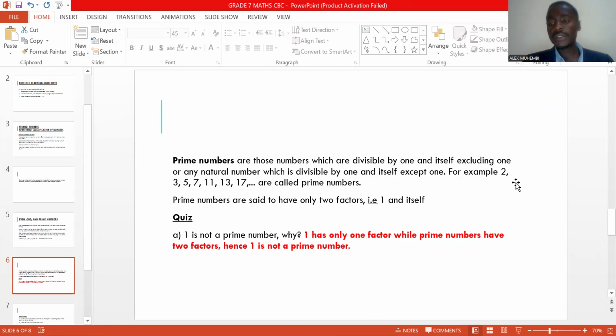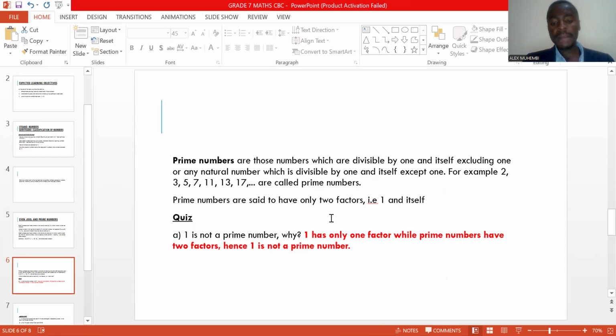So there is a good reason for that. And in that case, there is a quiz here: you can see that 1 is not a prime number. Why? Why is it that 1 is not a prime number? So we always say that 1 has only one factor. 1 has what? One factor. So you can only divide 1 by itself, while the prime numbers have 2 factors. Hence, 1 is not a prime number.